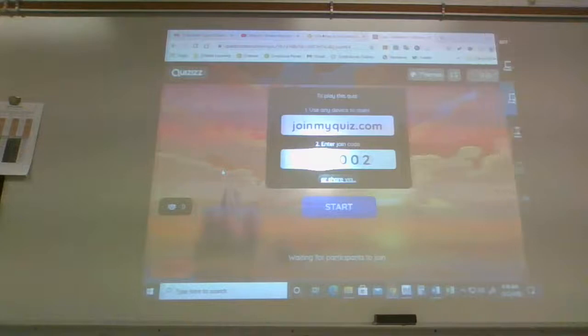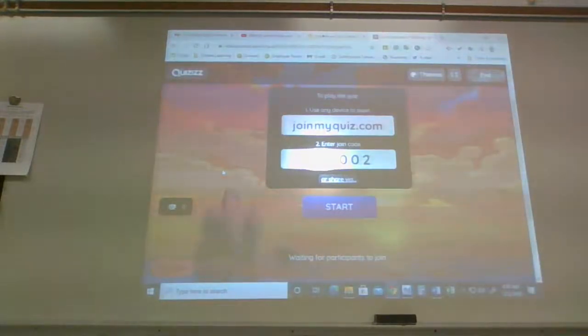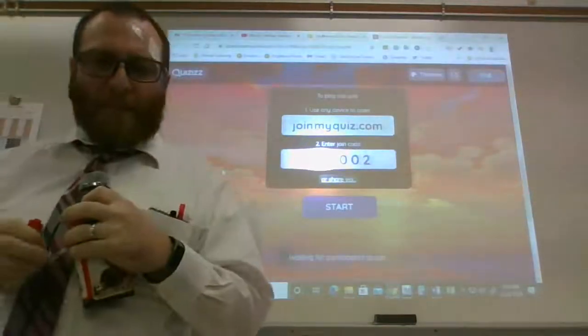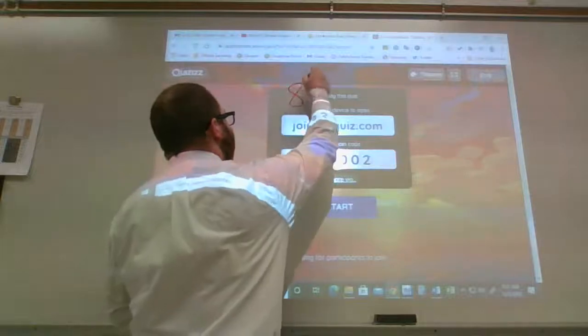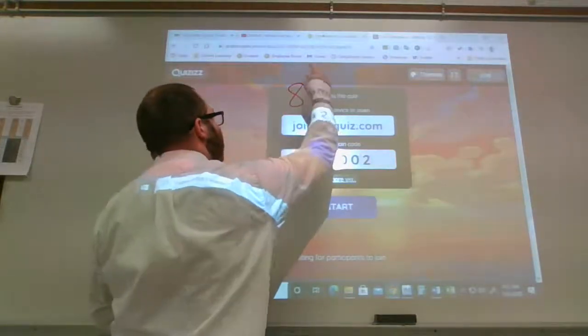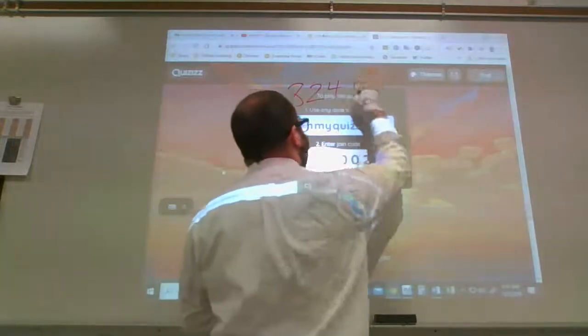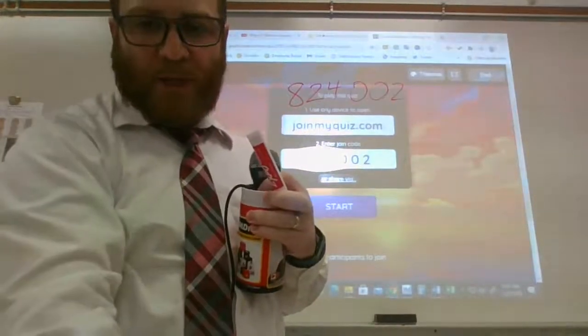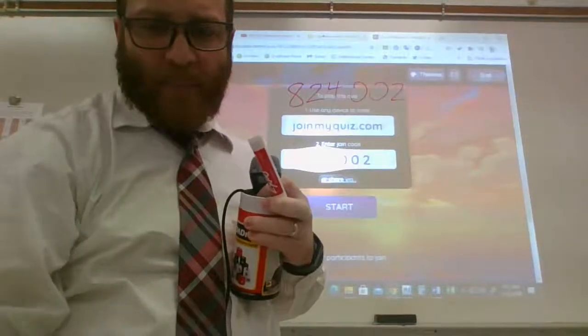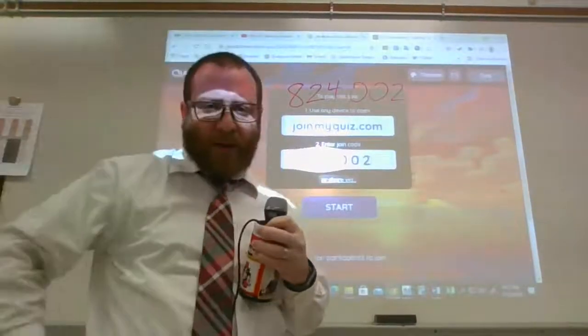Now, I can see that there's only roughly 5 or 6 people here so far, but I'm going to give people an opportunity to get in here. So I'm duplicating my screen, and I'm going to write the code on the board, because obviously there's a giant glare on the number, which you cannot see. I'm also going to type it into the chat. The number that y'all are going to need, I already miswrote it, is 824 002. 824 002. There's that code right there.